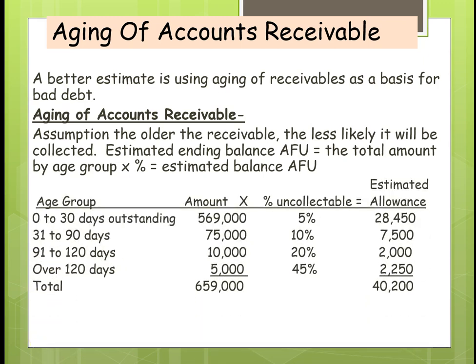So here is an example. We've gone through and we've aged our accounts receivable. You notice that the ones that are 0 to 30 days outstanding, we have the lowest chance of those not being collected. And the ones that are over 120 days, those we are saying that there's a 45% chance we will not collect that number.